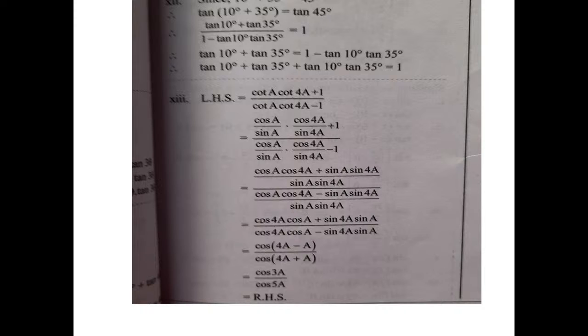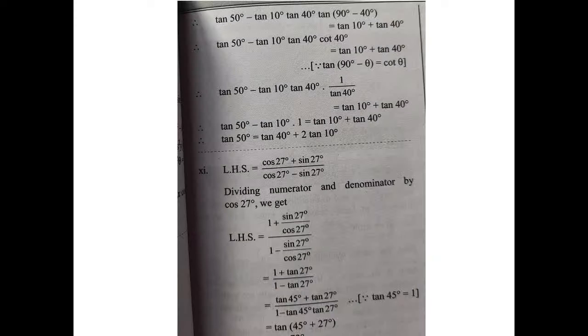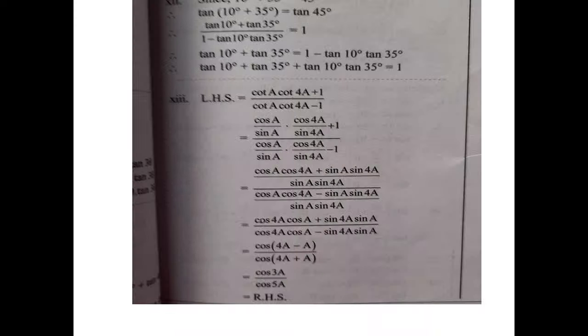Next example, example number 12. In this example number 12, here we have to prove that tan 10 plus tan 35 plus tan 10 degree into tan 35 is equal to 1. Okay, so tan of 10 plus 35 is equal to tan 45.